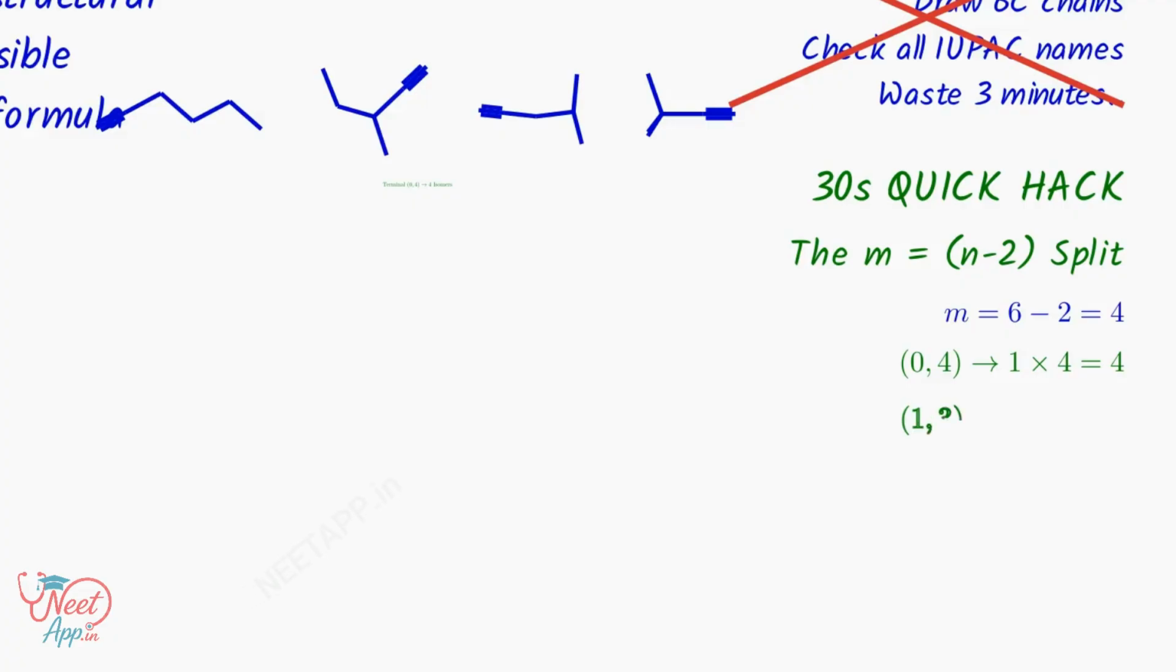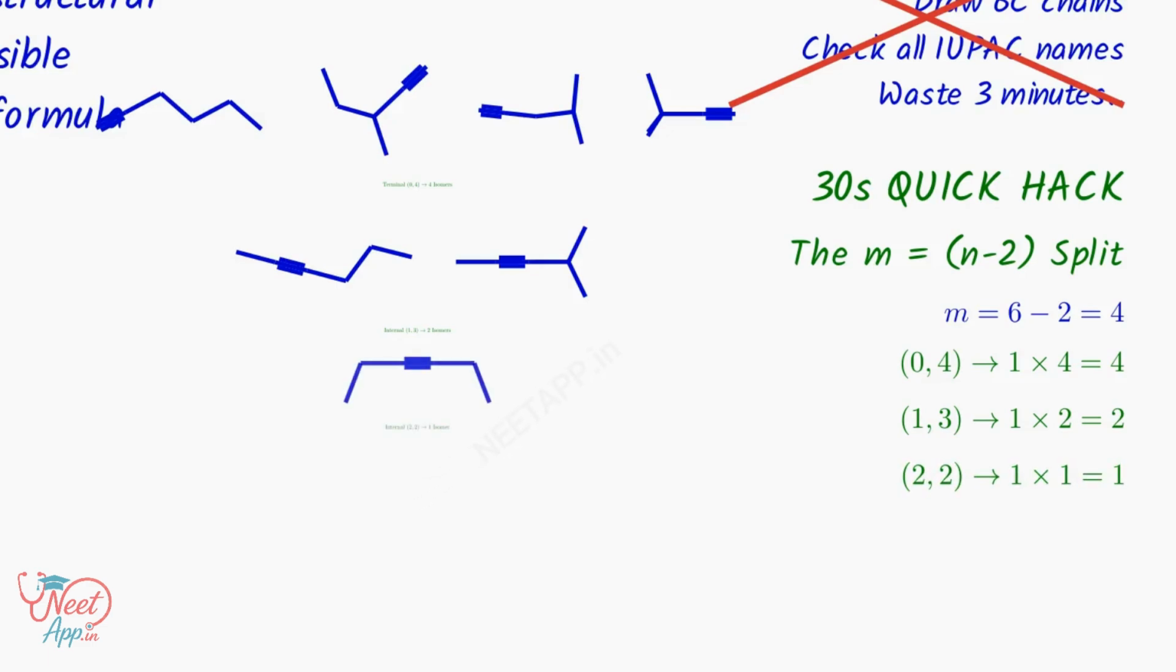Look at the right screen. We multiply the variations for each pair. The 0,4 pair gives 1 times 4, which is 4 terminal alkynes. The 1,3 pair gives 1 times 2, which is 2 internal alkynes. The 2,2 pair gives 1 times 1, which is 1 alkyne. Add them up. 4 plus 2 plus 1 equals 7.